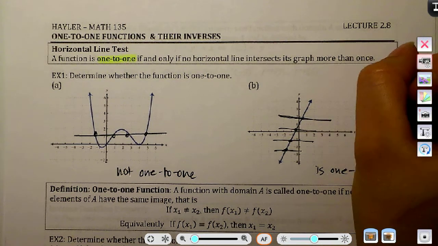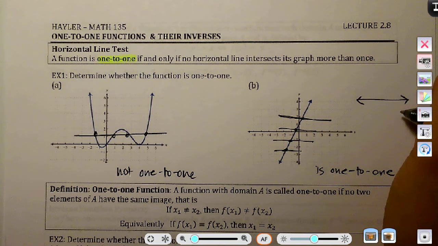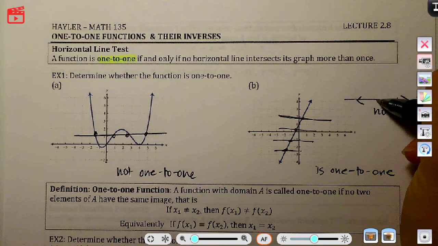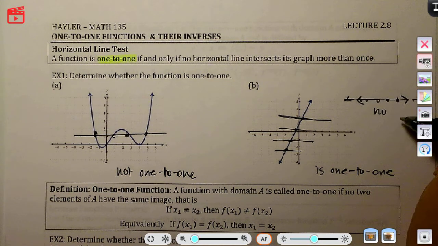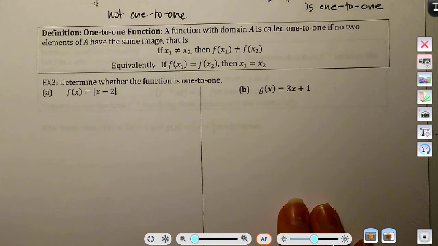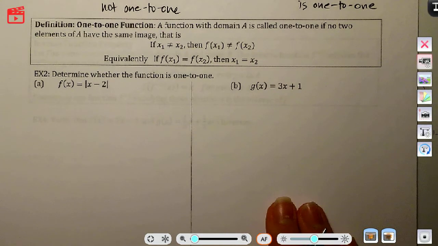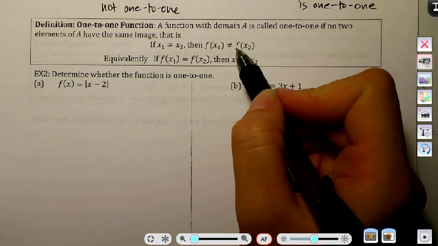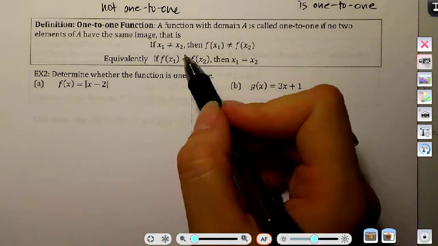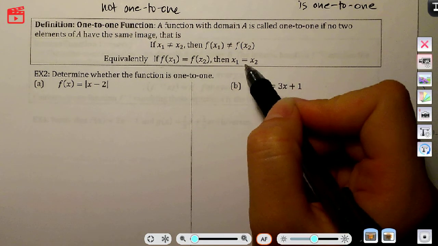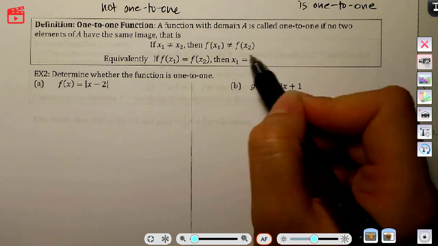So here's a question. Is a horizontal line one-to-one? No. If I crossed a horizontal line through a horizontal line, it would hit infinitely many times. So a horizontal line is not one-to-one. Alright, so let's take a look at the definition of a one-to-one function. A function with a domain A is called one-to-one if no two elements of A have the same image. That is, if x1 does not equal x2, then f of x1 does not equal f of x2. Or another way of looking at it, if you have two y values that are equal, then the x values that created those y values should be the same.